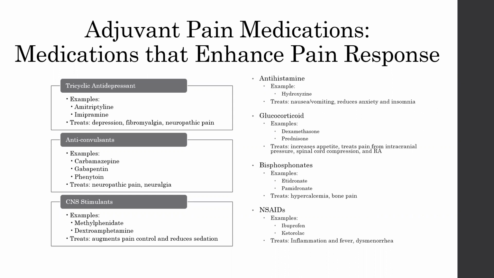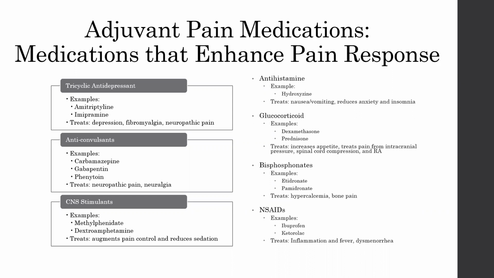Our anticonvulsants like carbamazepine and gabapentin and phenytoin. This can treat neuropathic pain and neuralgia. Our CNS stimulants like methylphenidate and dextroamphetamine, and this augments pain control and reduces sedation. Antihistamines like hydroxyzine can treat nausea, vomiting, and reduce anxiety and insomnia.